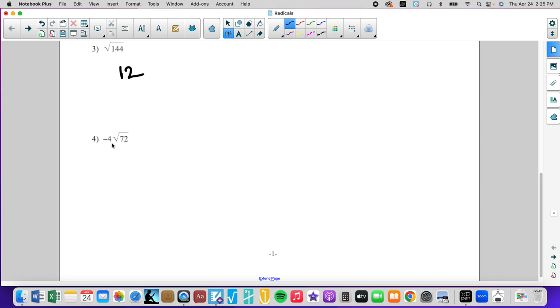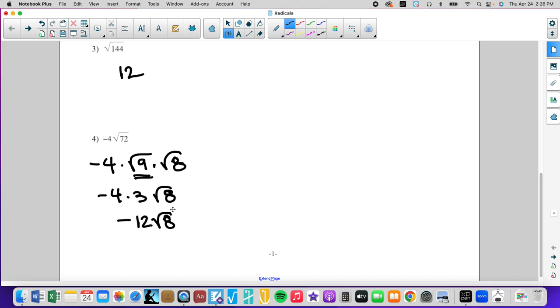And then negative 4 rad 72. So what's happening to that negative 4 is multiplying rad 72. And now I'm going to break rad 72 into something that I know. I know that 9 times 8 equals 72. And I chose 9 because it's a perfect square. And so we get this. And now these are outside, so I can multiply those. And I get negative 12 rad 8.